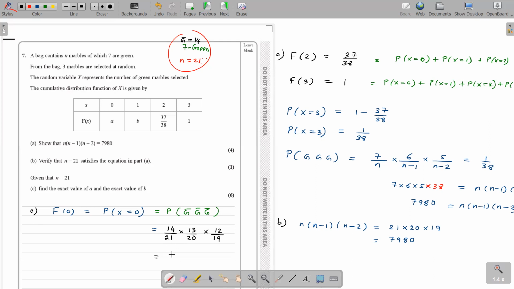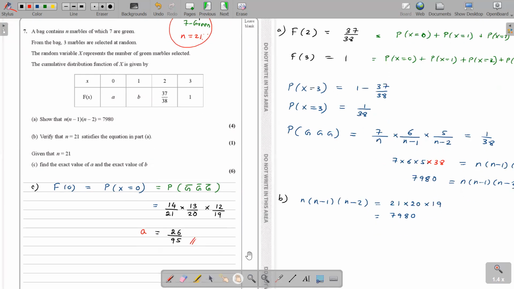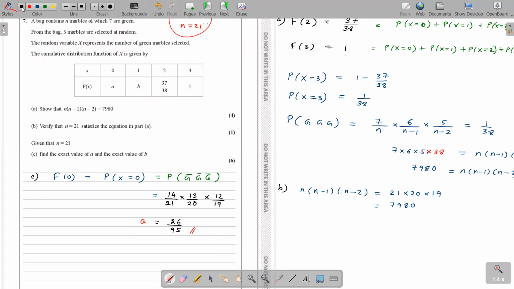26 over 95. So this 26 over 95 is in other words what? It is the value of your A, the individual probability x equals 0 or F0. This is your A value. Do you understand? But okay, to get the B value, what we'll do is this. Let's get the probability x equal 1.